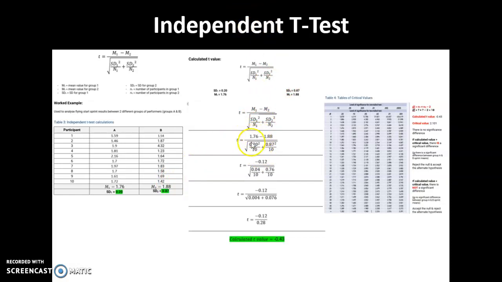From this, I put my data in, so my mean is 1.67, 1.88, 1.020 squared, 0.87 squared, over 10 for both of those. I add those together at the end. I then work out I have 0.12 on the top over 0.04 over 10 plus 0.76 over 10. I then get 0.12 over 0.04 plus 0.076, which gives me minus 0.12 over 2.8, and I divide that and get minus 0.43. I go along my table and I can work out that there is no significant difference.